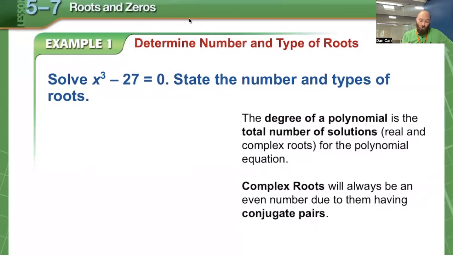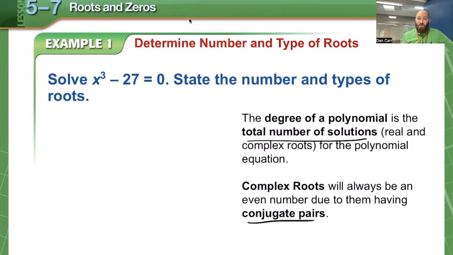So the degree of the polynomial, as we said before, is the total number of solutions, real and complex. We've always talked about it as being the highest exponent, and that's still technically true. But all the possible solutions, real and complex, add up to how many you have, and that's also going to be your degree. Complex roots, don't forget, are always going to be in conjugate pairs.